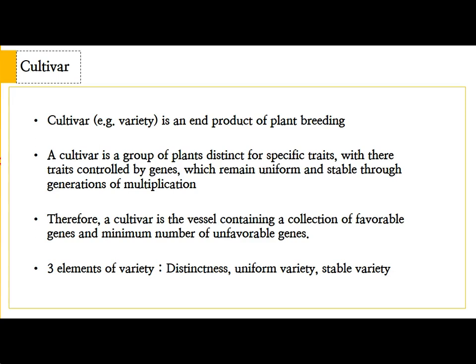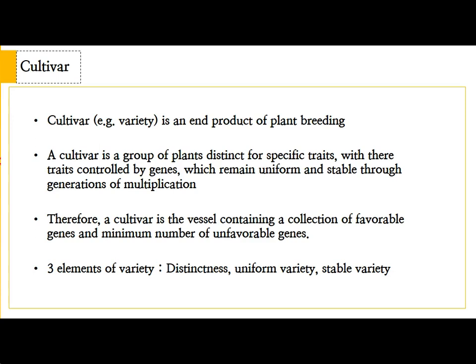A cultivar is a group of plants distinct for specific traits with 3 traits controlled by genes, which remain uniform and stable through generation of multiplication. Therefore, cultivar is a vessel containing a collection of favorable genes and the minimum number of unfavorable genes. First is distinctness. Color, shape, and so on should be different from existing varieties.